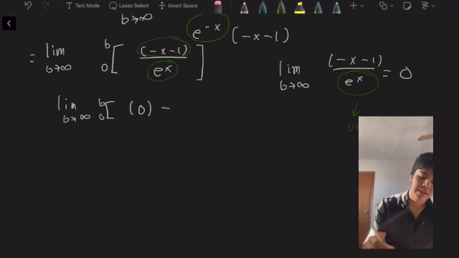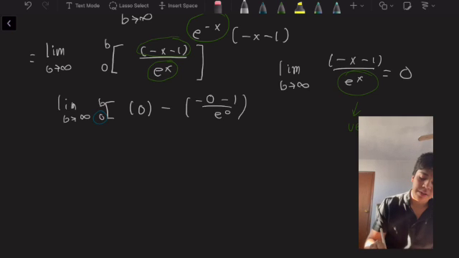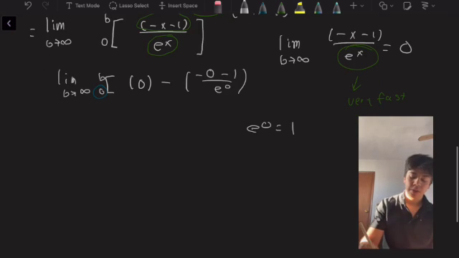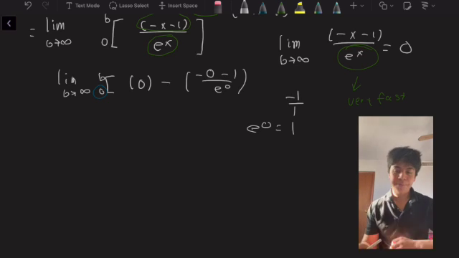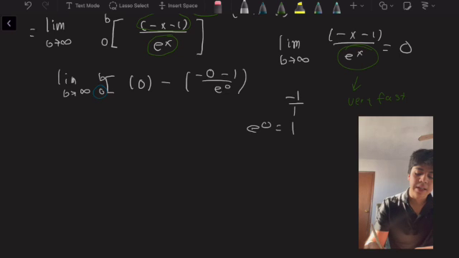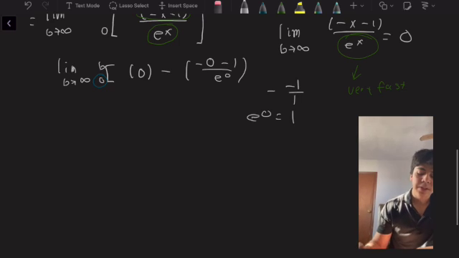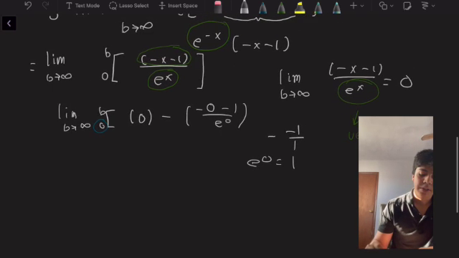Now we're going to evaluate at 0. And so I'm going to get negative 0 minus 1 divided by e to the 0. Now e to the 0 is just 1. And we essentially have negative 1 divided by 1, because the 0 is negligible. And then we have negative 1 over 1, and then we have a subtraction symbol. So that whole thing just goes to 1.